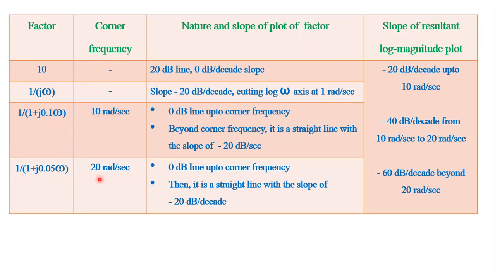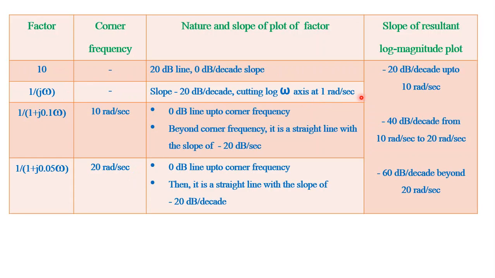This corner frequency is 20 radian per second, because this is 0.1, t is 0.1, so 1 by t is 10 radian per second. This is 0.05, t is 0.05 in 1 plus j omega t, so 1 by t is 20 radian per second. The nature of this factor is always a 20 dB line, that is 20 log 10 is 20 dB line. It never changes its slope, therefore 0 dB per decade slope. 1 by j omega is a straight line with a slope of minus 20 dB per decade, cutting the log omega axis at 1 radian per second.